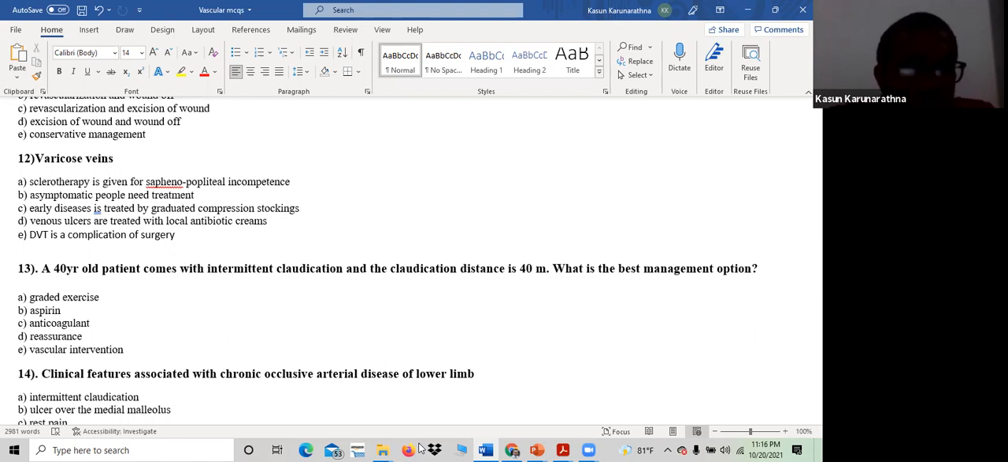DVT is a complication of varicose vein surgery. That is again true. Do you all want to discuss the theory part and get back to the questions now? Shall we finish the questions on varicose veins? Then discuss the theory part. What do you prefer? 2D. It's not false. 2D is true. DVT is a complication of surgery. It's a rare complication of varicose vein surgery.